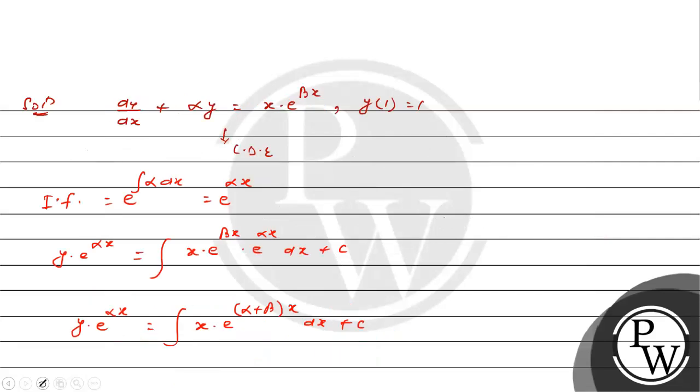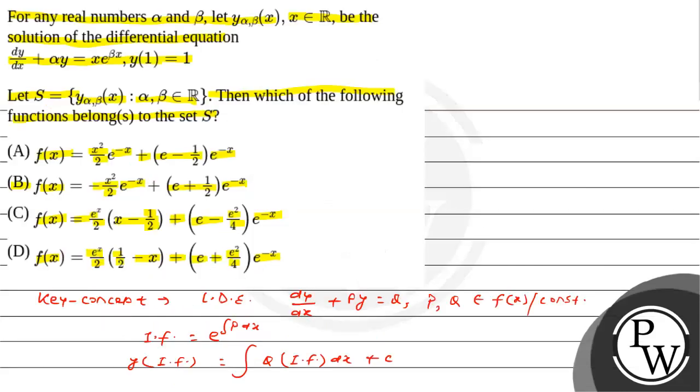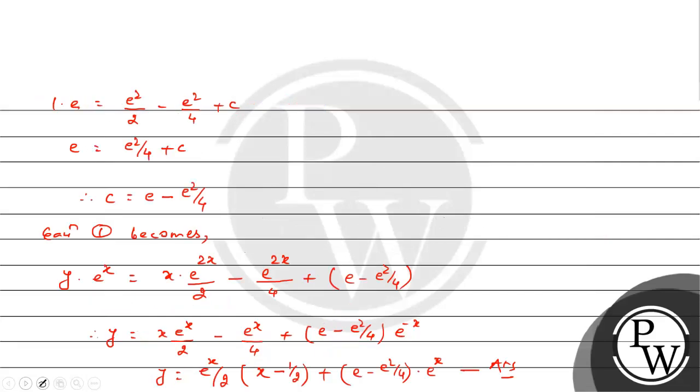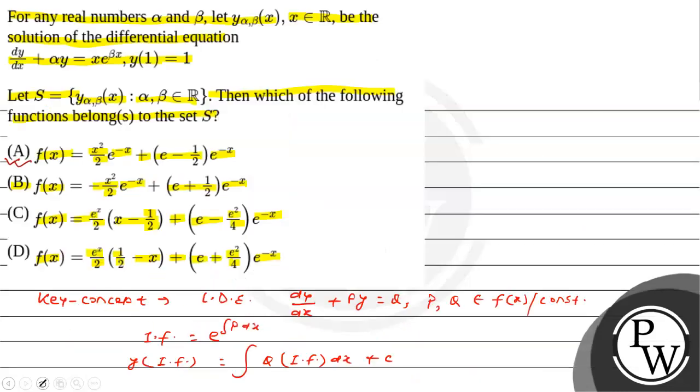Now just see the solution. Just check the options. Option A is correct: x squared by 2 e to the power minus x plus e minus 1 by 2 e to the power minus x when alpha plus beta equal 0. And when alpha plus beta is not equal 0, e to the power x by 2 times x minus 1 by 2 plus e minus e squared by 4, e to the power minus x, option C. Thus the final answer of the given question is option A and option C.